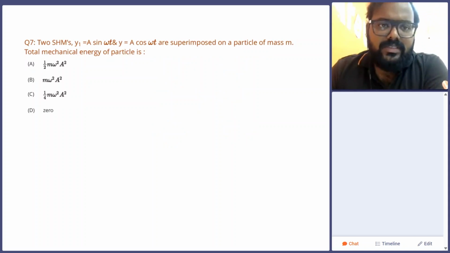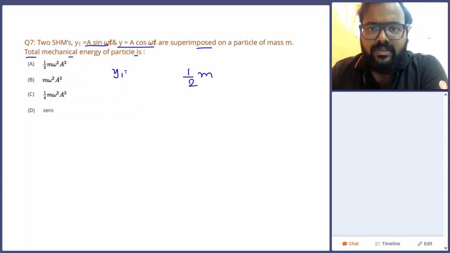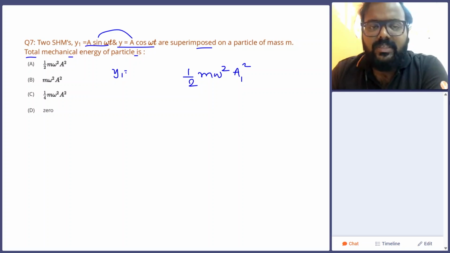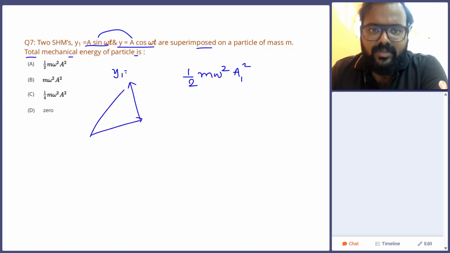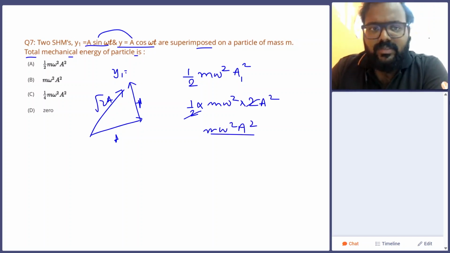Next question. Two oscillations y1 equals a sine omega t and y2 equals a cos omega t are superimposed on a particle of mass m. The total mechanical energy of the particle is, see, the mechanical energy is half m omega square A square, but I want to know the amplitude of this combination. One phasor would be like this, the other phasor would be perpendicular to that. The amplitude will be root 2 a. So it's half m omega square times 2a square. So the 2 is gone. Omega square a square is your answer. It's option B.